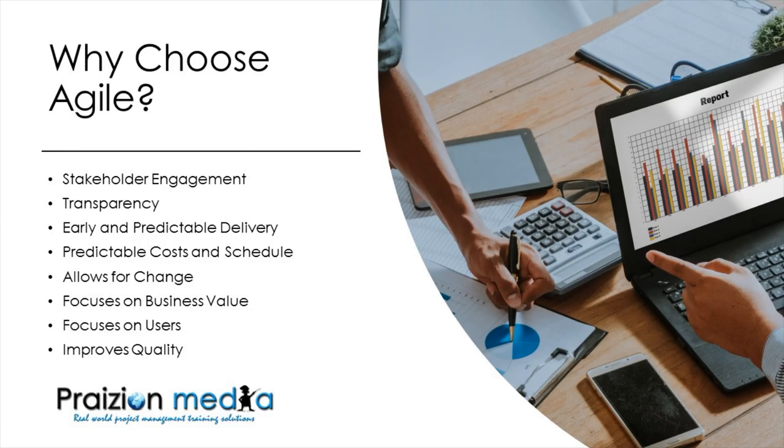Agile ultimately focuses on business value. By allowing the client to determine the priority of features, the team understands what's most important to the client's business and then can deliver those features that provide the most business value.